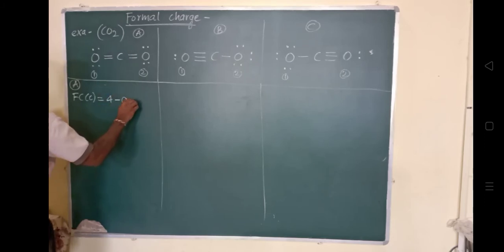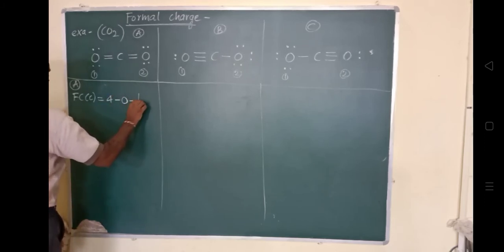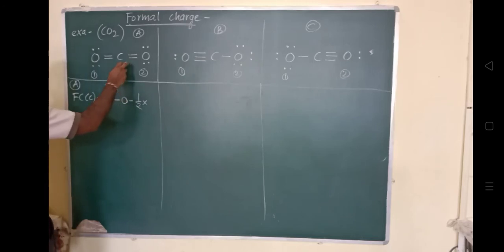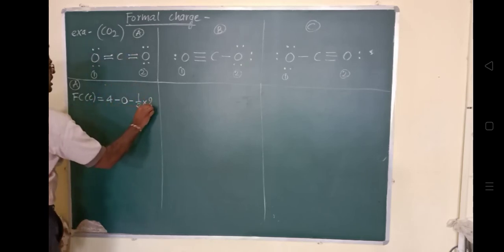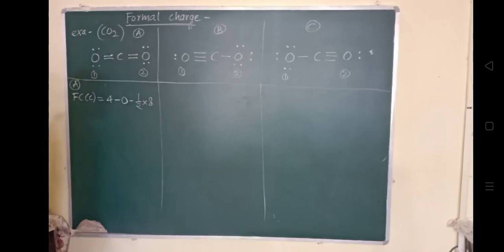Minus 1 upon 2 multiplied by the number of electrons which are forming pairs for this carbon atom. So 1 2 3 4 5 6 7 8. So a total of 8 electrons are paired. In this way, this is 4, and here it is minus 4, minus 4. The answer is 0. So the meaning of this is that the formal charge on the carbon atom is 0.